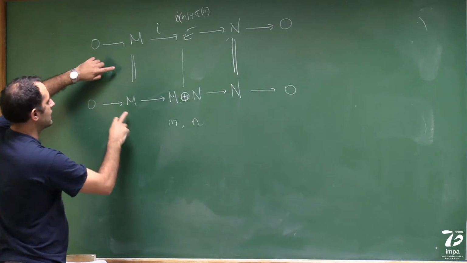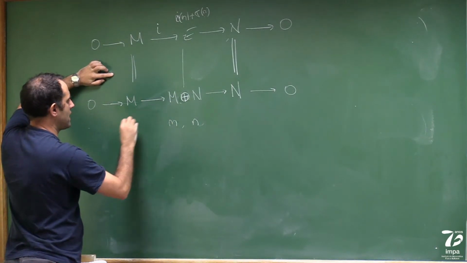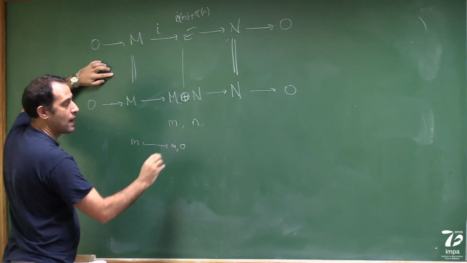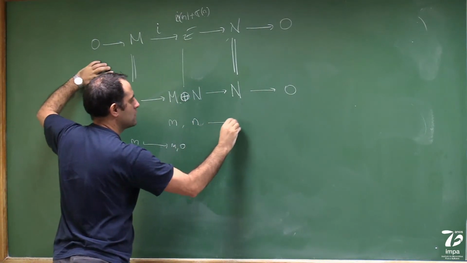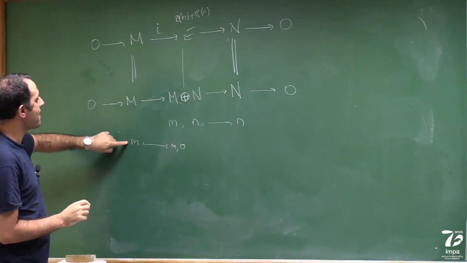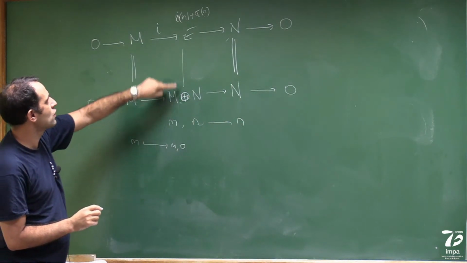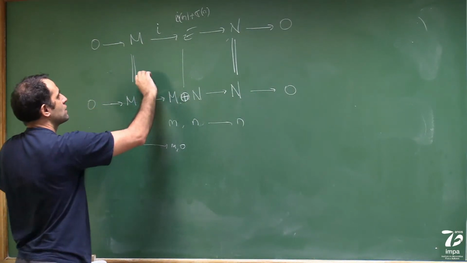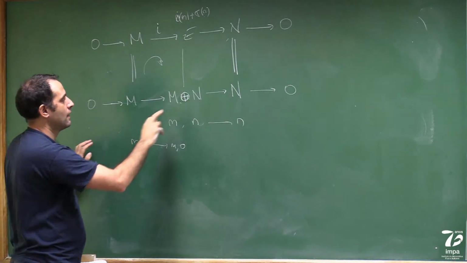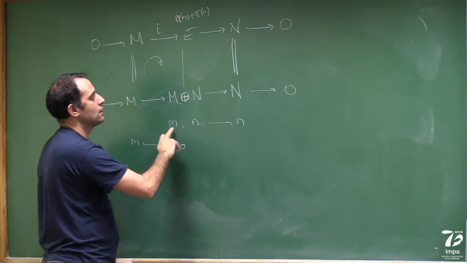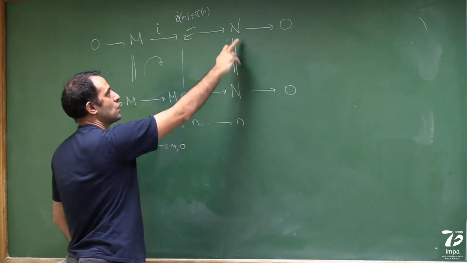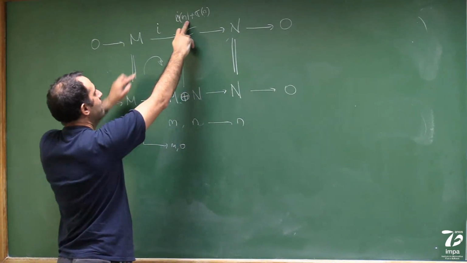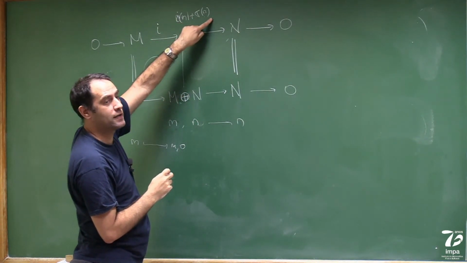Now, it's clear that this map just sends m to (m, 0), and this map sends (m, n) to n. So now m goes to (m, 0), goes to i of m there; m goes to i of m here, so this diagram commutes. (m, n) goes to n here, which goes to n there, and (m, n) goes to i of m plus sigma of n here.